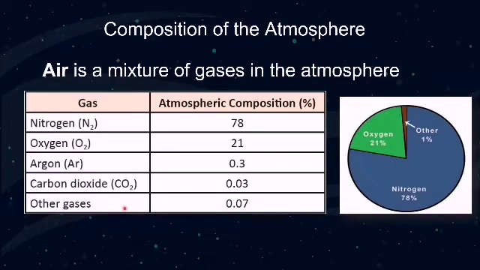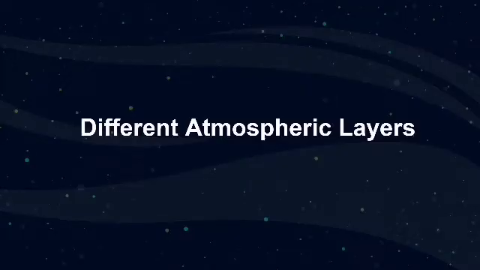So living things release carbon dioxide during respiration. Carbon dioxide is important for plants because it is a raw material for photosynthesis. This time we are going to take a sneak peek at the different atmospheric layers.